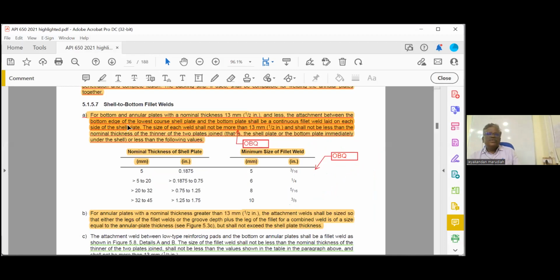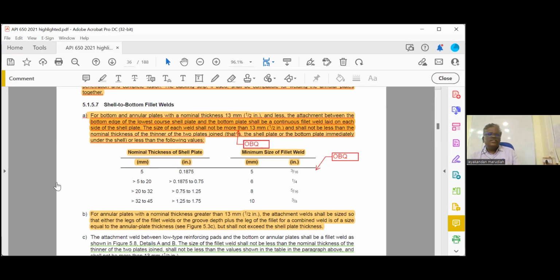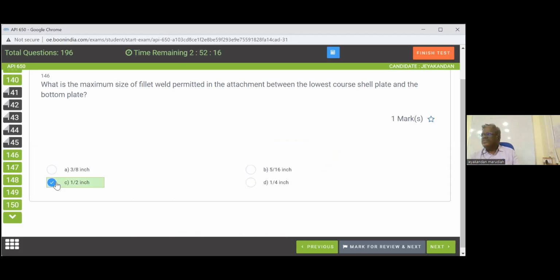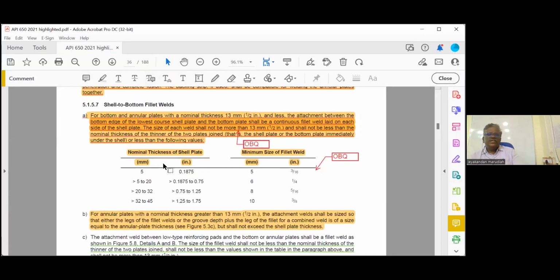Unless otherwise specified, the attachment between the bottom and the lower shell course and the bottom plate shall be a continuous fillet weld on each side. The size of each weld shall not be more than half an inch. Maximum is half an inch. This is the minimum, based on this. So the answer is half an inch. Minimum depends on this one. The minimum is based on the thickness of the shell plate.